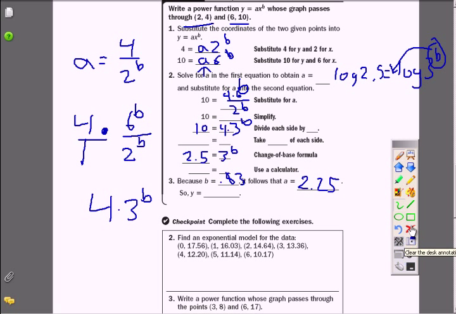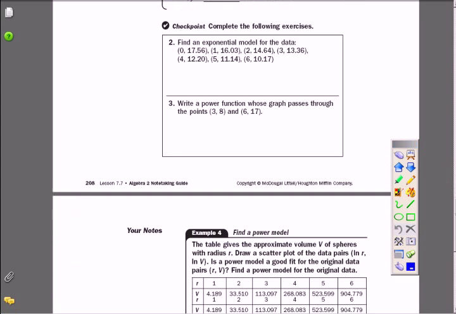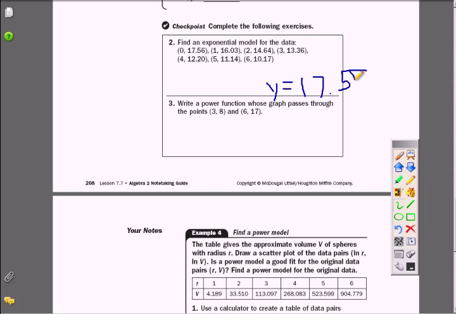All right, welcome back. Let's take a look and see what you should have had for answers there. Hopefully you found a way to do them. On that first checkpoint, you should have had y equals 17.55 times 0.913 to the x. And on the other one, you should have had y equals 2.42 x to the 1.09. Hopefully you're able to do those.